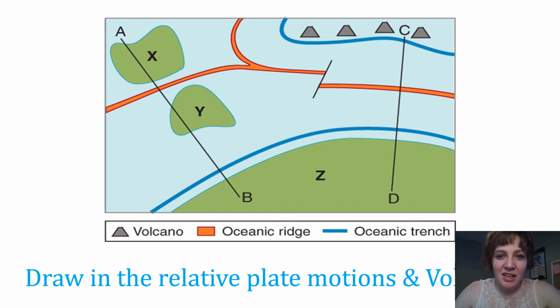Okay, next I want you to draw in arrows representing the relative motions at every boundary. Don't forget, these arrows need to be close to the actual boundary, and also don't forget this little transform boundary right in here. Once you've added all of the arrows that you need, don't forget to go back and add in any volcanoes, exactly where you think they would appear.